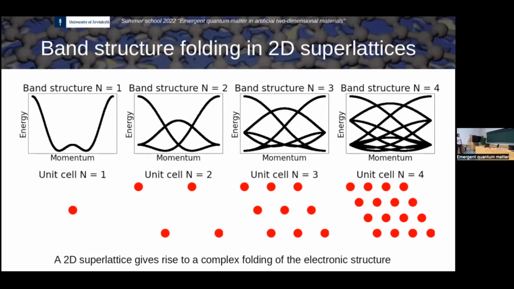Then if we take a 2x2 unit cell, then we get, of course, 4 bands. In a 3x3, we get 9. In a 4x4, we get 16, and so forth. And we take a unit cell that is large enough so that it is commensurate with our moire scale.